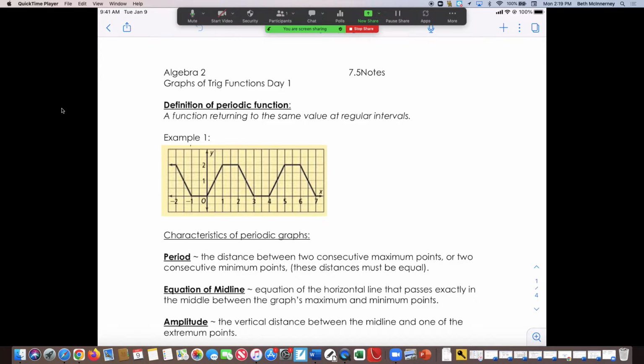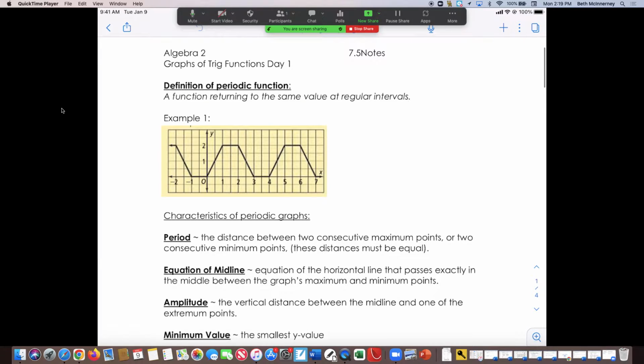Spend all week on this. So I'm going to break it into small chunks and build our way through the week. But we are going to start in 7.5 with something called a periodic function.